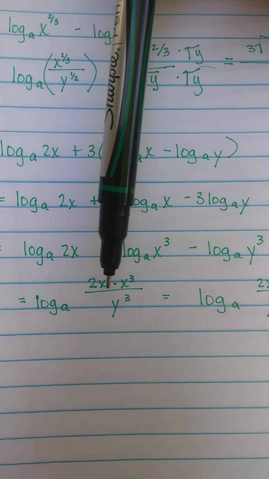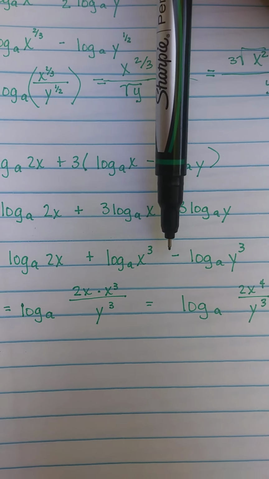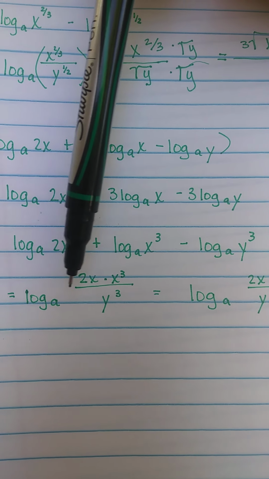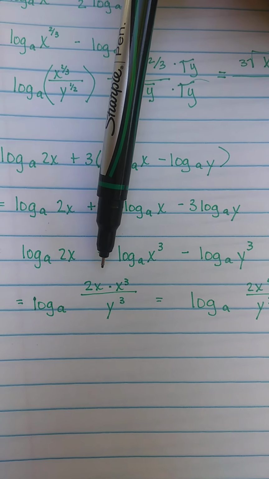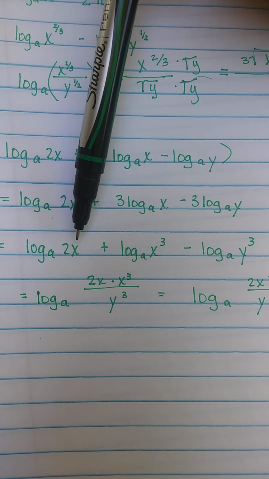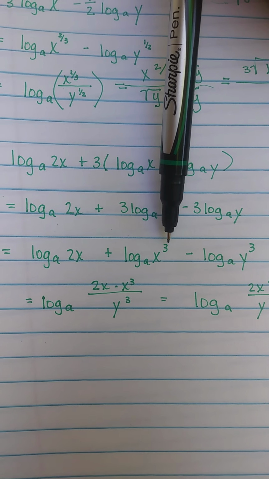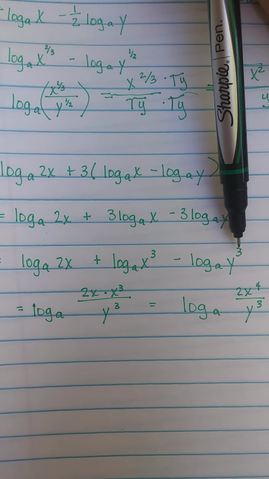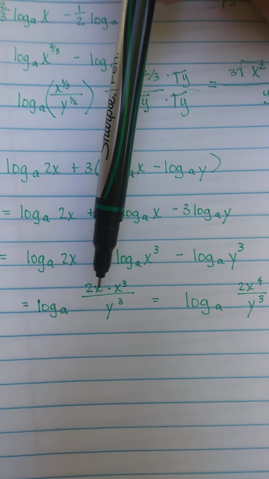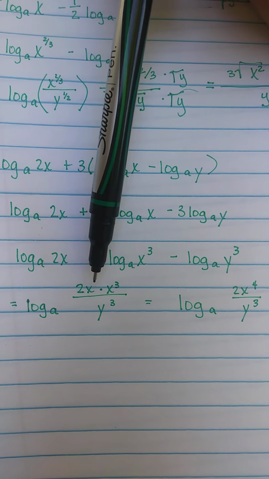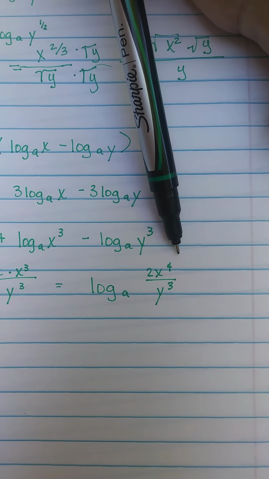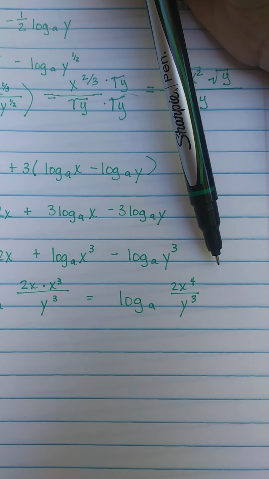That means these two need to be multiplied. This minus means the y to the 3rd needs to be divided. So that tells me what to do with the arguments. 2x and x to the 3rd get multiplied, and then the y to the 3rd gets divided. So that's why it's in the denominator. And then quick simplification, x times x to the 3rd is x to the 4th. And that one does match what they got in the book.